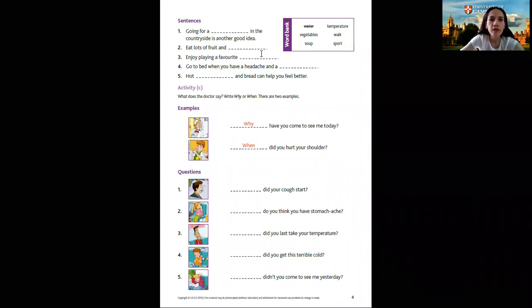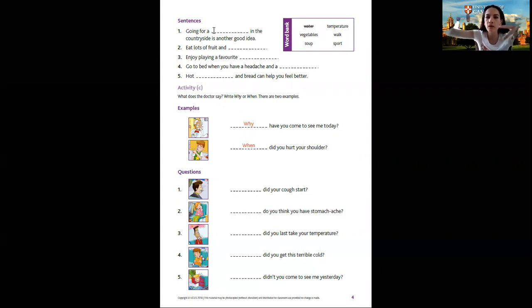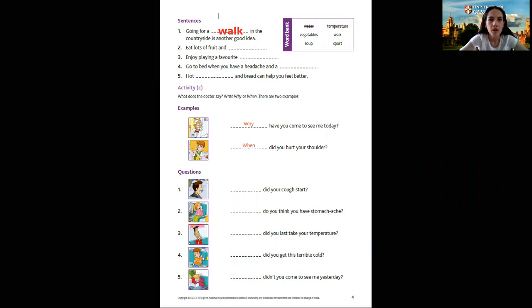Okay, going for a blank in the countryside is a good idea. Eat lots of fruit and enjoy playing a favorite blank. Go to bed when you have a headache and a blank, and hot blank and bread can help you feel better. Our words are vegetables, soup, temperature, walk, and sport. For example, going for a what? Going for a walk, no? In the countryside is another good idea.